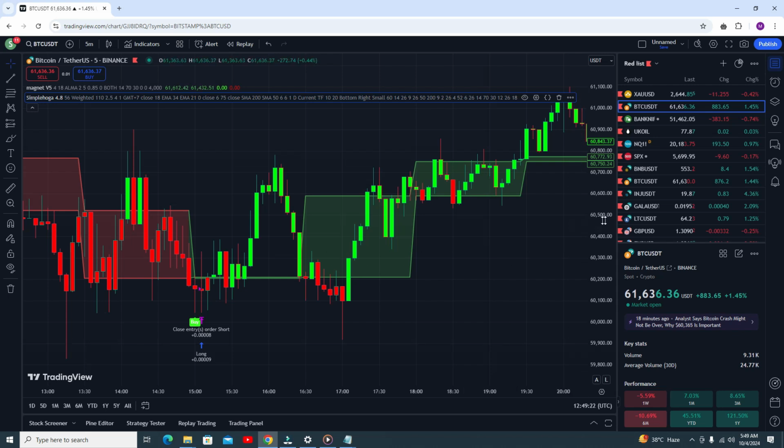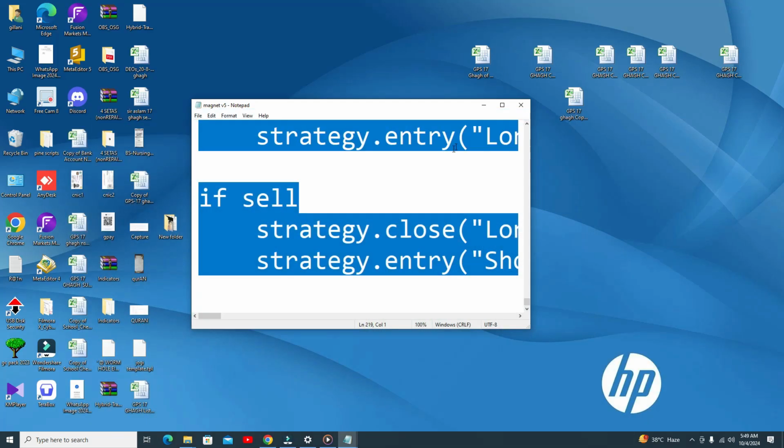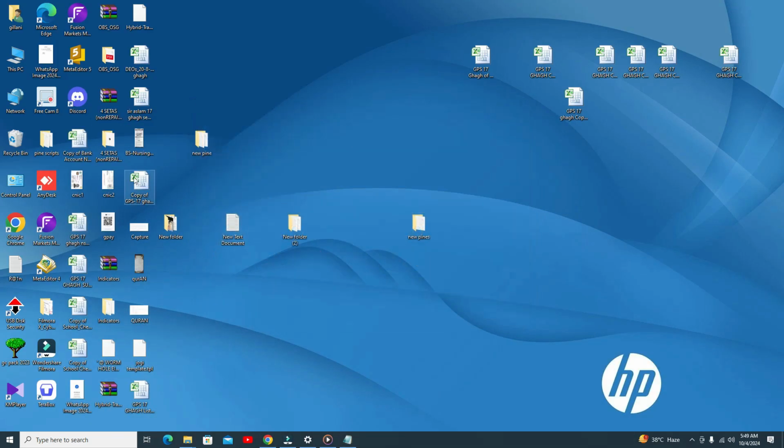Loading here, or how you can contact me, or how you can get this indicator. Okay, it's loading. I need to show you the contact details. Let me show you my contact details here.